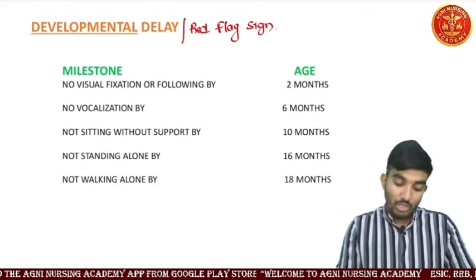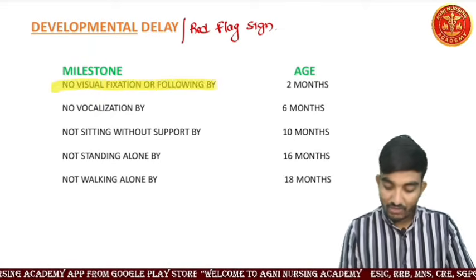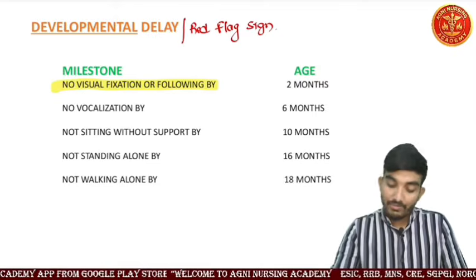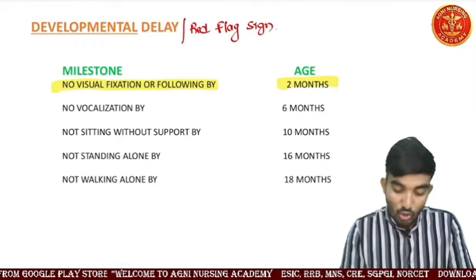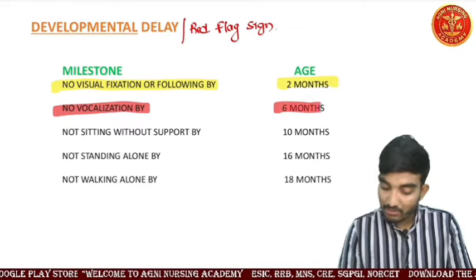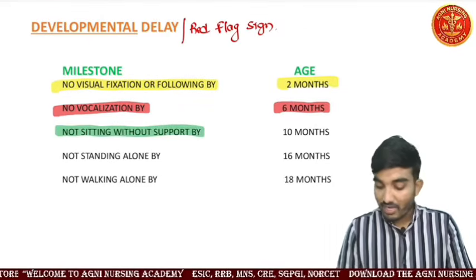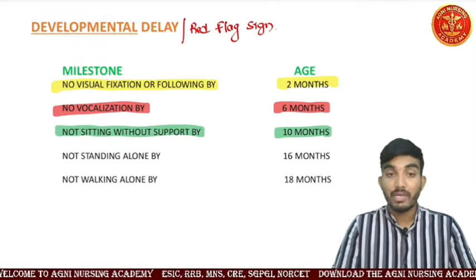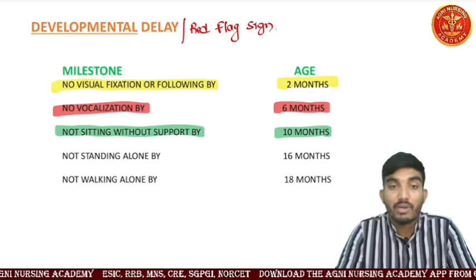We'll see, if there's no visual fixation following by up to 2 months, then we'll call it a developmental delay. And no vocalization by 6 months, and not sitting with support, here it is 10 months. Up to 10 months, if the baby is not sitting without support, then we'll call it a developmental delay.